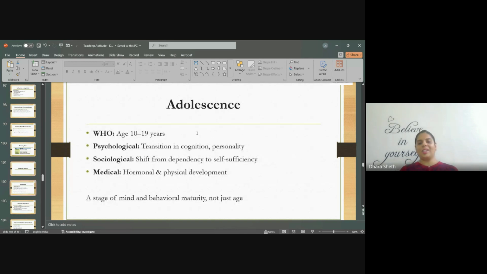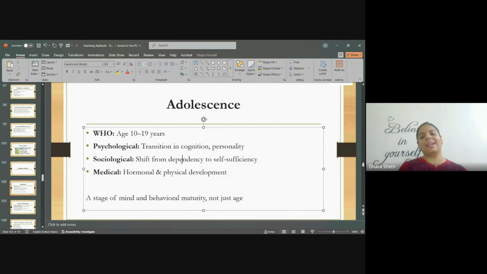So what's the age of adolescence? 10 to 19 years, okay? According to WHO, World Health Organization. Psychologically, when there is a shift in your understanding, in the way you think, when you are able to reflect and evaluate more, and there is a transition in personality also, that's when you are an adolescent. Adolescence: adol is from adult, and essence is going towards. So you are not an adult, but from a child, you are going towards becoming an adult. Okay, that is adolescence.